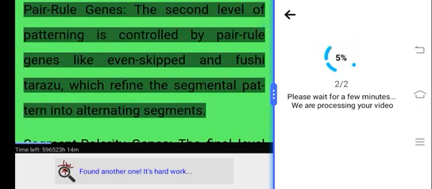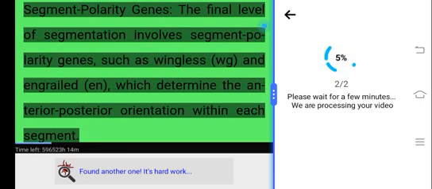Pair rule genes. The second level of patterning is controlled by pair rule genes like even skipped and Fushi-Tarazu, which refine the segmental pattern into alternating segments. Segment polarity genes. The final level of segmentation involves segment polarity genes, such as wingless (WG) and engrailed (EN), which determine the anterior-posterior orientation within each segment.